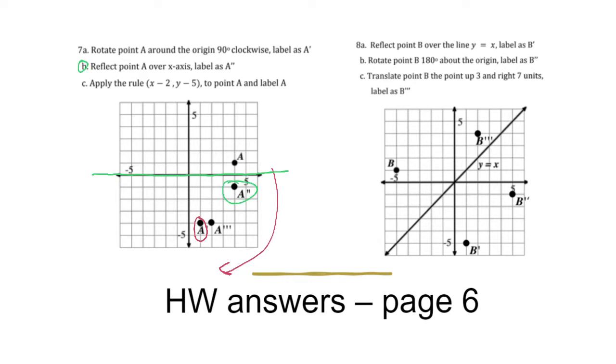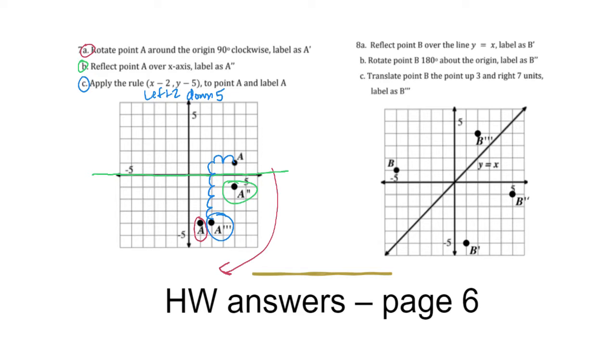And then for the last one, for C, it says apply the rule x minus 2, y minus 5. So that is going to go left 2 and down 5. So from here, we want to go left 2 and down 5. And then that gives us A triple prime. Hopefully you tried that on 7. If you didn't, go ahead and pause the video and try it on 8. And then you can submit this.